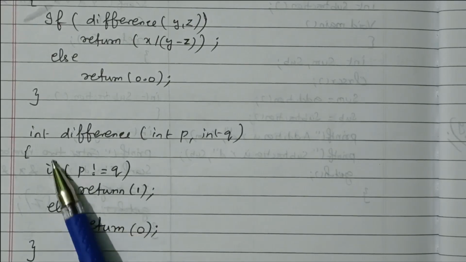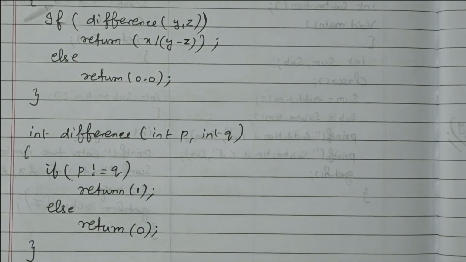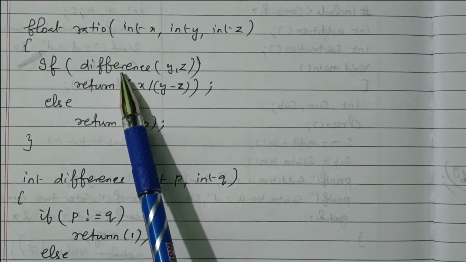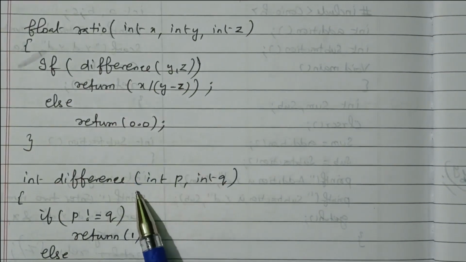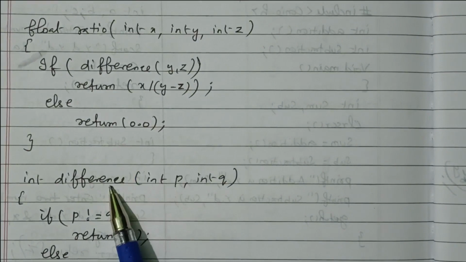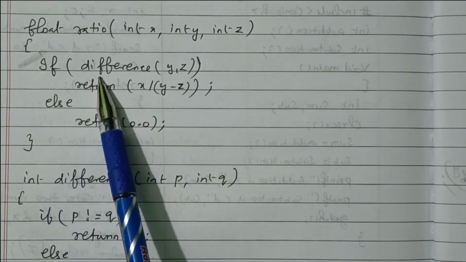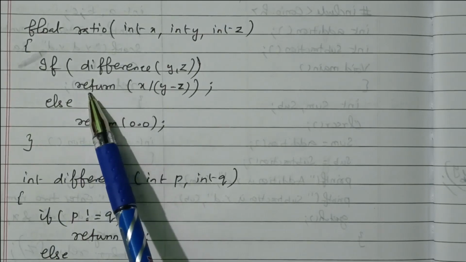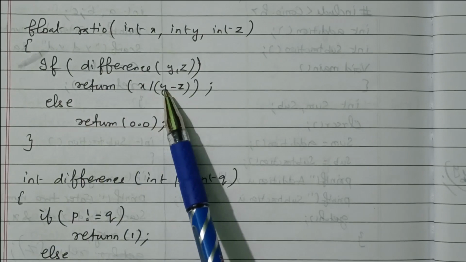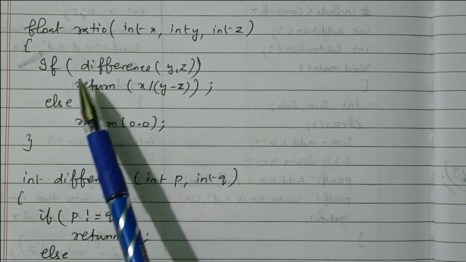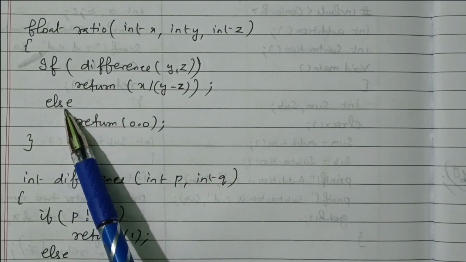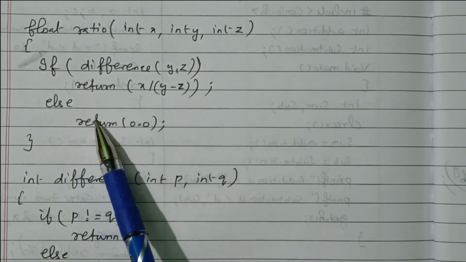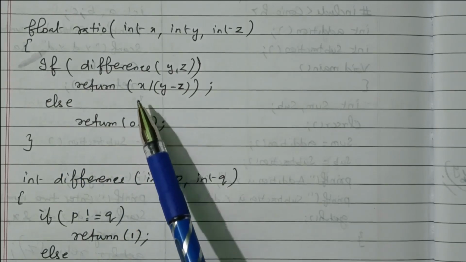Now this control will transfer again to the previous function, that is ratio. Right? From difference, the control will transfer back. After this return value, again it will go to this place. So if 1, this statement will be executed. If 0, it will go to else. Right? We already know the if condition. If true, this statement will be executed. False means this statement will be executed.